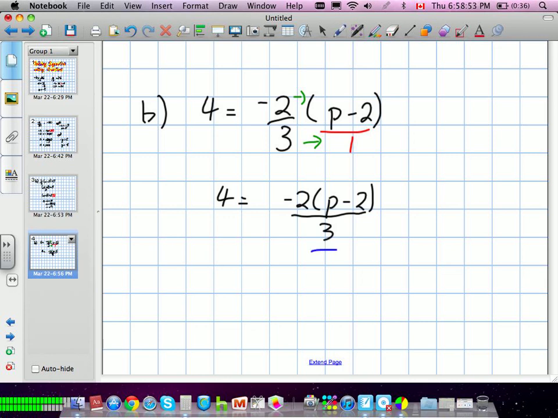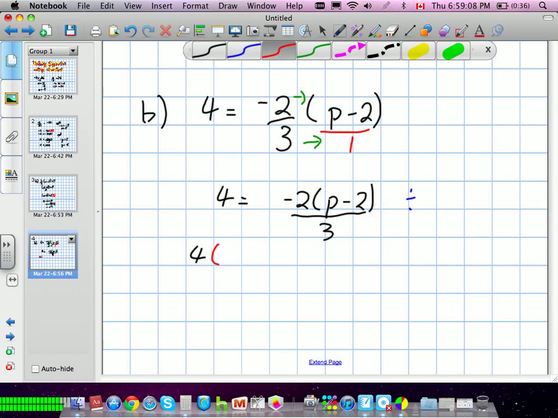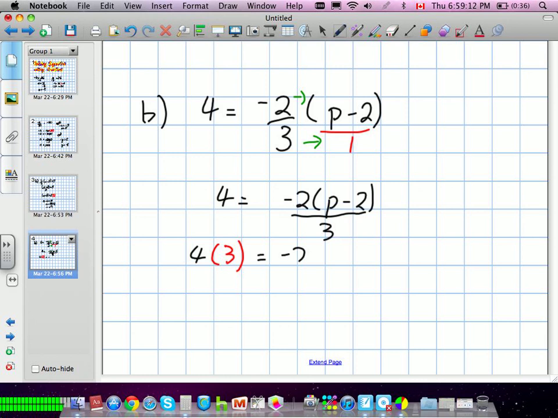How do I move 3 to the other side of the equation? What does this fraction stand for? What operation? Division. So we multiply, 4 times 3. That's right. So we get 4 times 3 is going to be equal to negative 2 times p minus 2. So 4 times 3 will give us 12, equals negative 2 times p minus 2.